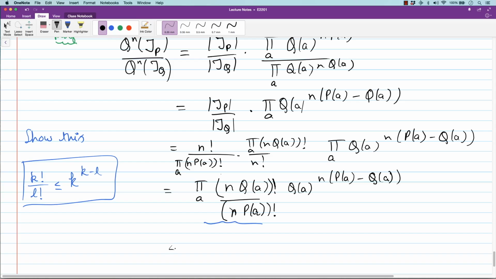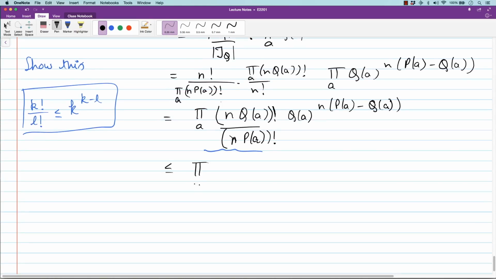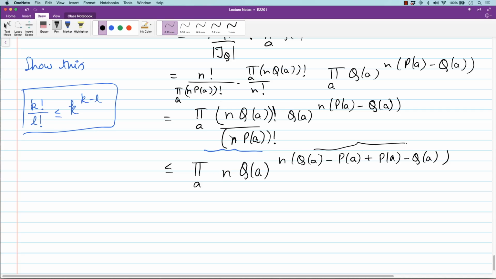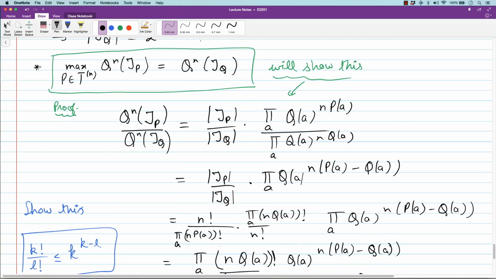So once you have this, we'll apply this to this ratio here that we have. So this guy here is less than or equal to product over a of (nQ(a)) to the power nQ(a) minus nP(a). But you already had this P(a) minus Q(a) term. Okay, so this is just 0. And so this is just 1. Okay, and that's the proof of this part of the claim, that this ratio is always less than or equal to 1. And therefore, the maximizing one is this T_Q.